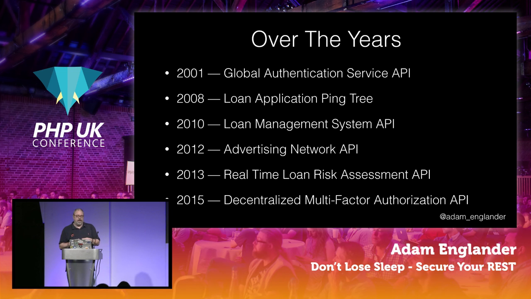My first one was a global authentication service, although that was Java. Then I started doing a lot of stuff with APIs in PHP with a loan application ping tree and a loan management system. I worked on an advertising network API, which was my first attempt at a really high volume API. And then a real-time loan risk assessment system, which was an API that just talked to other APIs. So I got to experience how difficult it was to make a good API and at the same time consume other people's terrible APIs. And in 2015, I started working for where I'm working now, which is LaunchKey, now iOvation, and I work on a decentralized multi-factor authorization API. It's a lot of words.